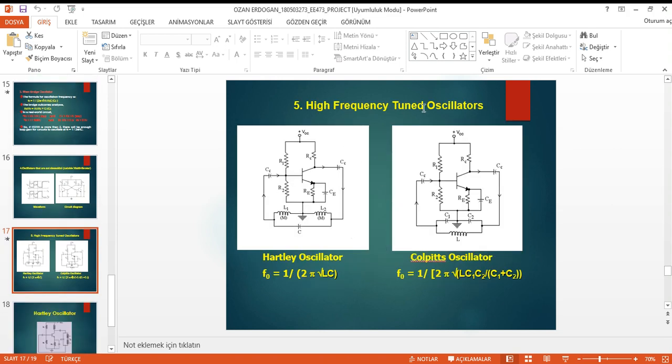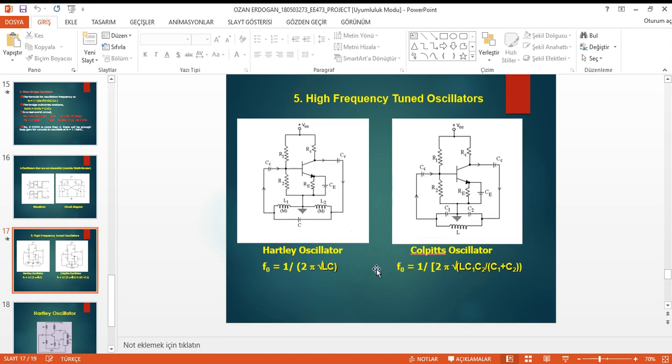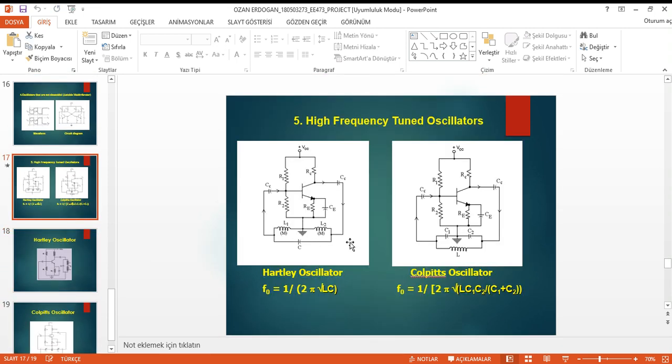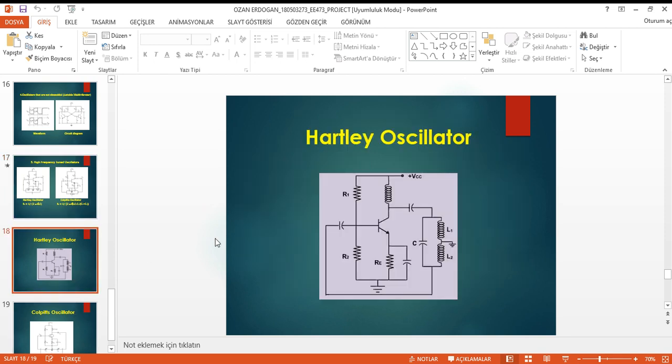High frequency tuned oscillators: Hartley oscillator and Colpitts oscillator. These are the frequency formulas for the Hartley oscillator and Colpitts oscillator. I'll talk firstly about the Hartley oscillator, its circuit and working procedure. The circuit diagram of a Hartley oscillator is shown in the below figure.